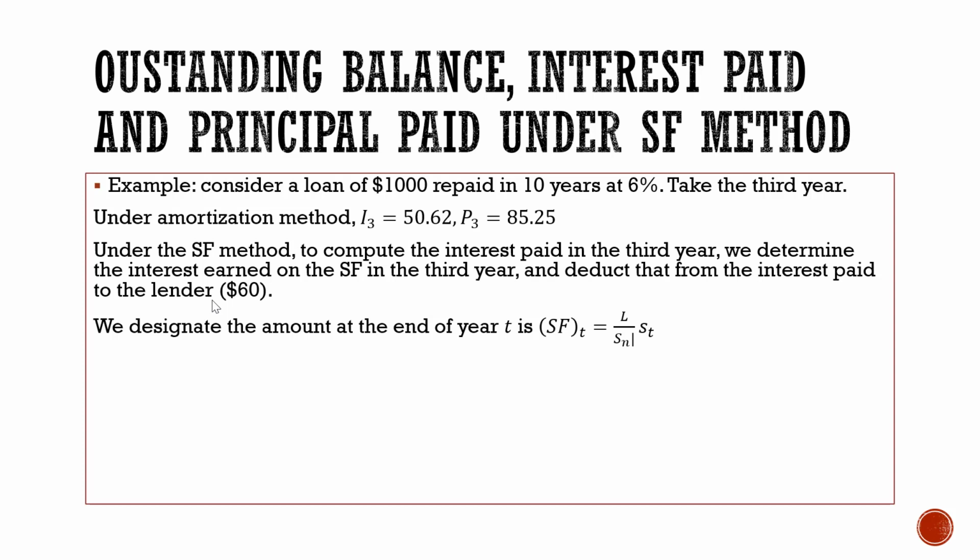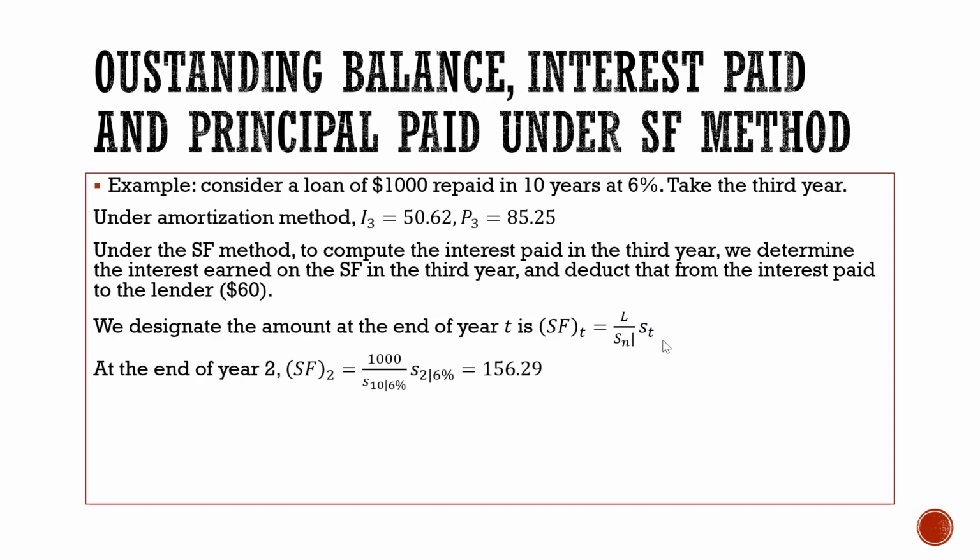So we designate the amount at the end of year t as SF_t, which is L over s_n times s_t. Here L over s_n is the annual payment at the end of each year to the SF deposits. Let's say at time 0, the annual payment is L over s_n. We make t annual payments until time t. So at the end of time t, they are accumulated to L over s_n times s_t.